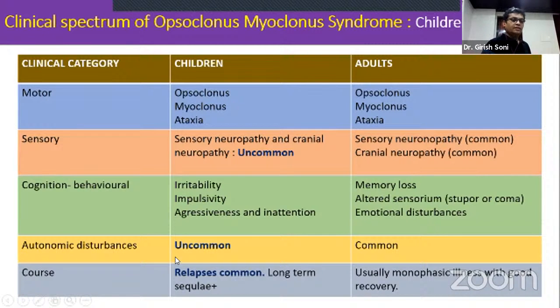In children, a remitting-relapsing course is common and hence we need long-term immunomodulators. While in adults, the course is usually monophasic if there is no underlying malignancy, of course, and usually this patient needs short-term steroids and you can stop the treatment. So please remember these points on the differences between opsoclonus myoclonus syndrome in adults and children.